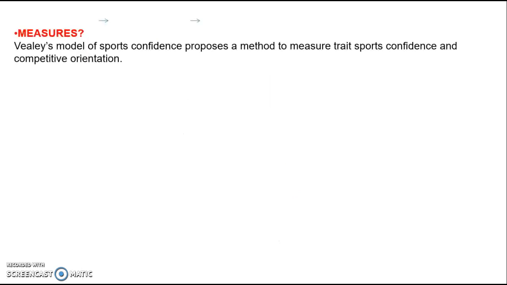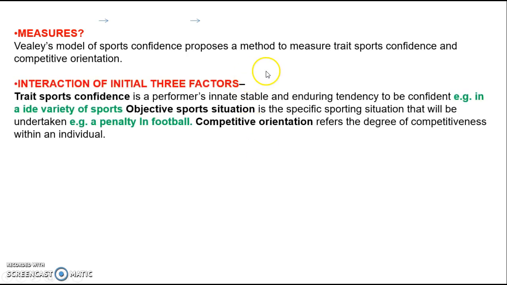So Vealey's model first of all measures trait sports confidence and competitive orientation. That's what it measures. Now, we need to look at that first section we talked about, the interaction of the three key factors. Going down from here, the initial three key factors are: trait sports confidence, which is an innate, stable and enduring predisposition to be confident in a wide variety of situations or sports. Second, the objective sports situation.